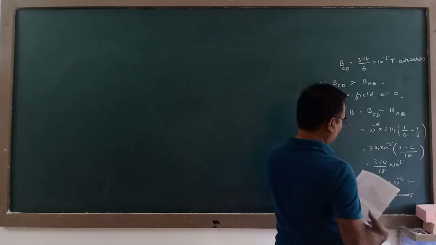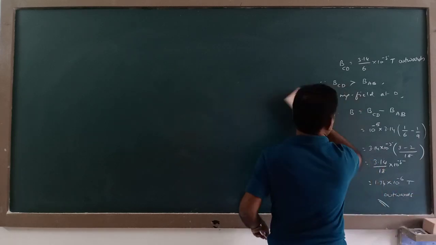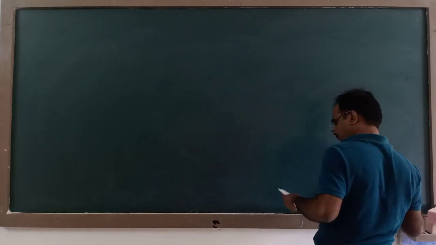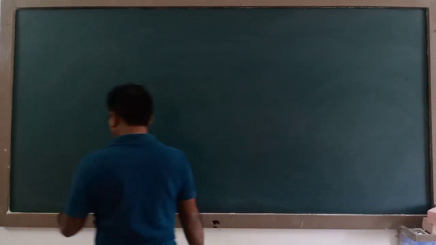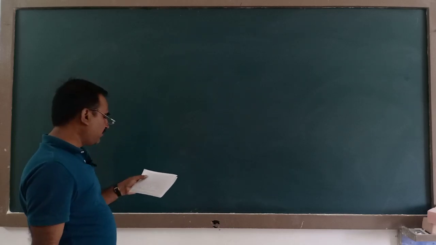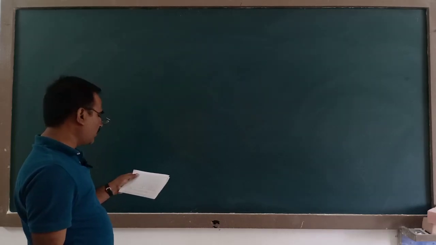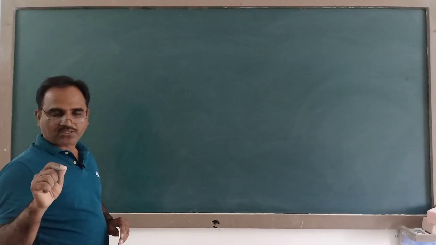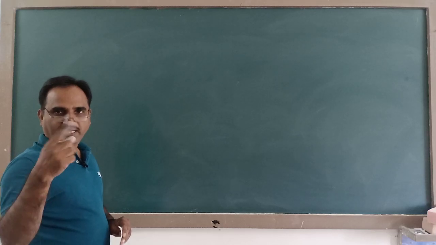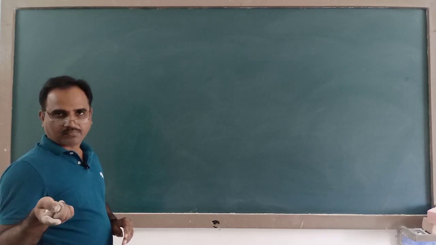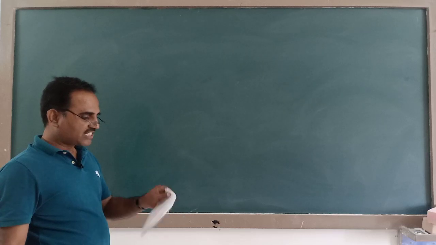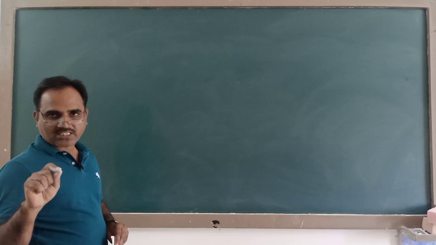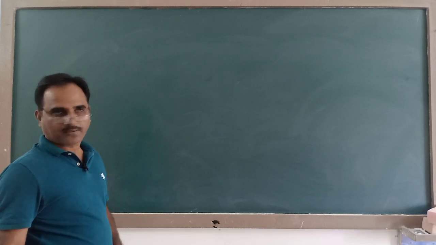Next, let us go through 11th problem. Two identical coils are placed coaxially with the center separated by a distance of 0.08 meter. So two identical coils means their radii will be same, number of turns will be same. So they are placed coaxially means common axis. So axis means a line passing through the center perpendicular to its plane.